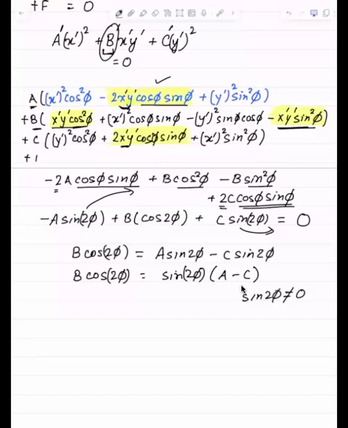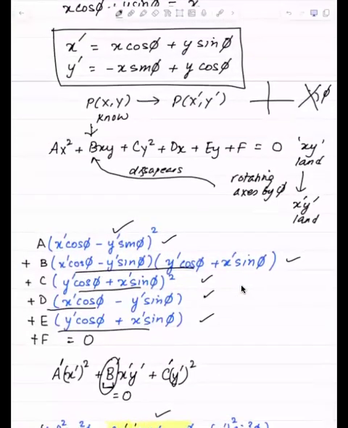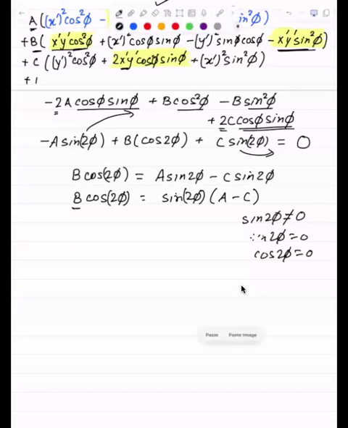Now, how do I know it cannot be 0? Because if it were 0, we know b is not 0, because that's the b from the original form here. This b is not 0. That's our whole problem. That's why we have an xy term. So that means cosine 2 phi must be 0. So if sine of 2 phi is 0, then cosine of 2 phi must also be 0. But there is no angle when sine and cosine are 0 for the same angle, right? We know they are staggered. So it's perfectly fine to divide by sine 2 phi.